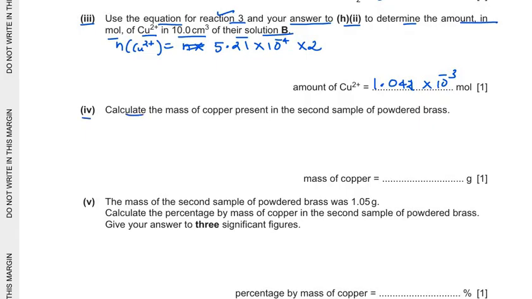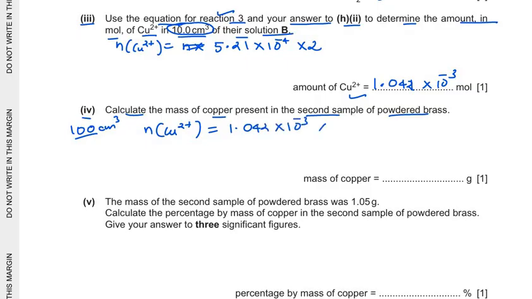So the fourth is, calculate the mass of copper present in the second sample of powdered brass. Now we need to understand that here we had taken only 10 centimeter cube of the solution B. The whole solution was 100 centimeter cube in our volumetric flask. So we need to find out the moles in 100 centimeter cube from this mole. So our moles will be 10 times greater, right? So the moles of copper ions in total is equal to 1.042 into 10 power minus 3 multiplied by 10.